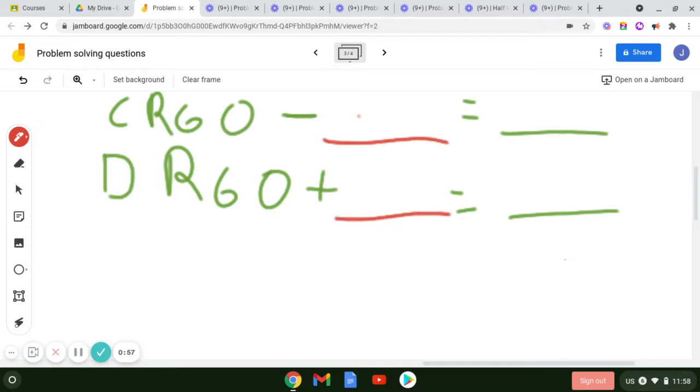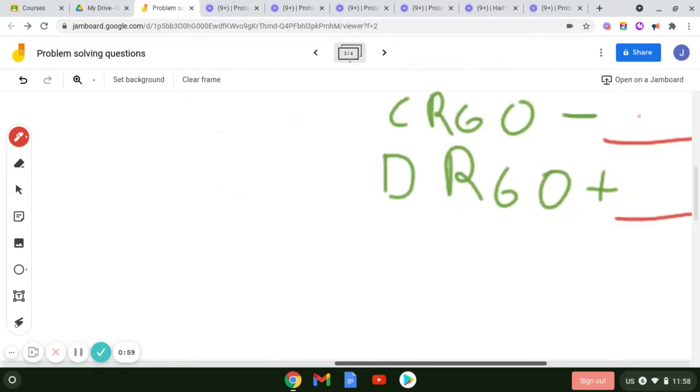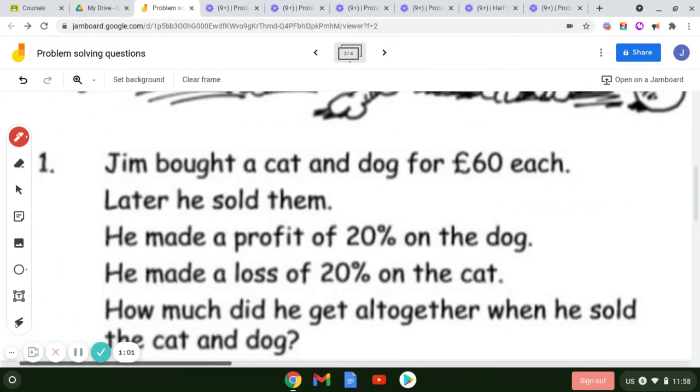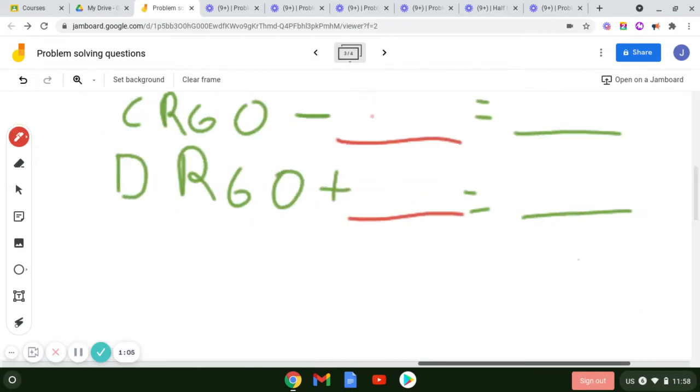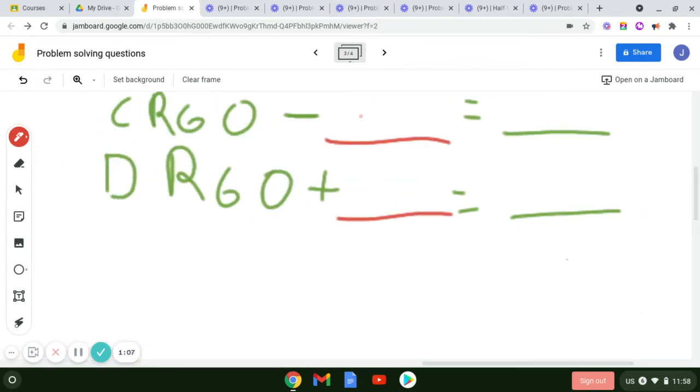Now the problem tells us quite straightforwardly, let me move across here, that he made 20% more money than what he bought it for. So that means for the dog, he made plus 20%. Okay. And for the cat, he had minus 20% because he made a 20% loss. All right. So how do we work this out?